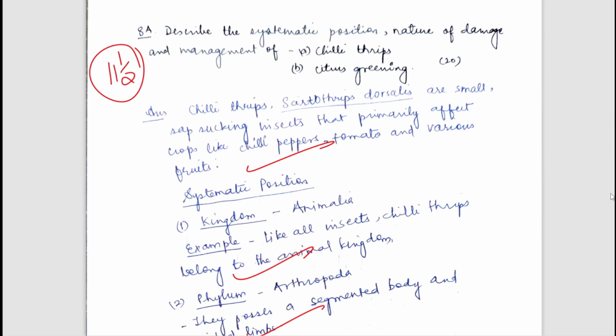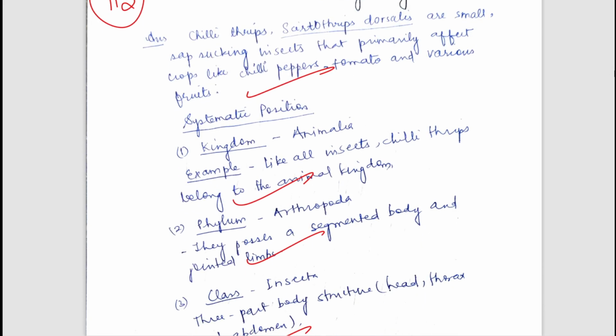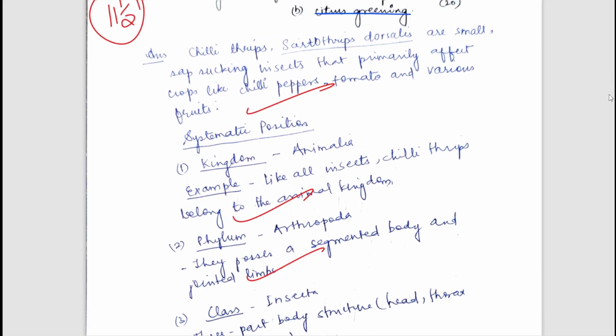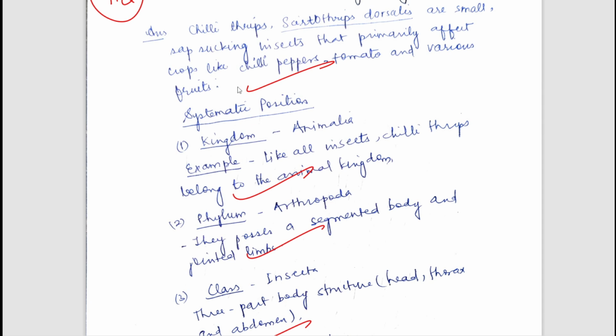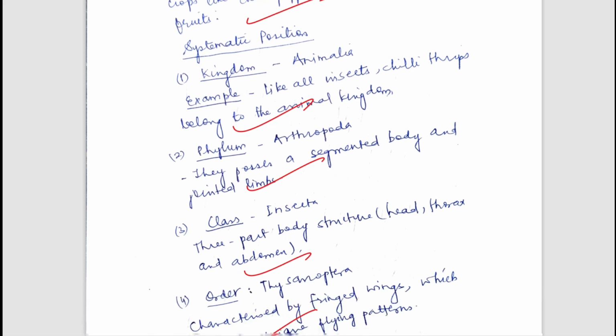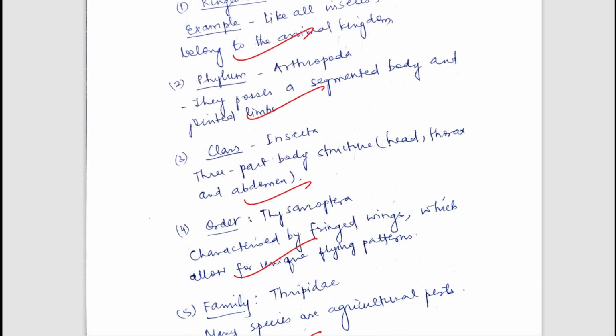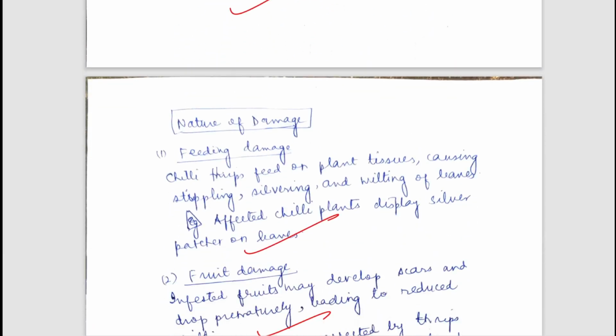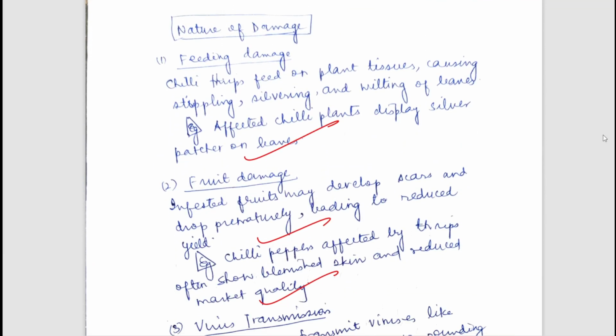The next question is, describe the systematic position, nature of damage and management of chili thrips and citrus greening. So first of all, the systematic position of this thrips has been mentioned. Its kingdom, phylum, everything has been mentioned. You can simply pause and read it. Now its nature of damage has been mentioned.